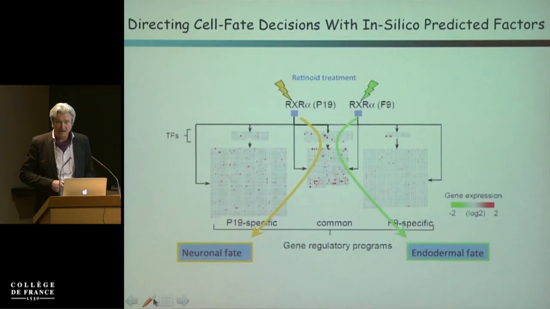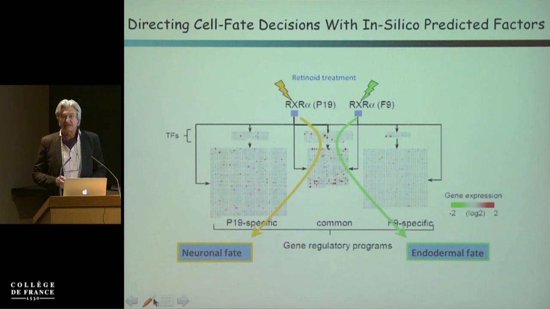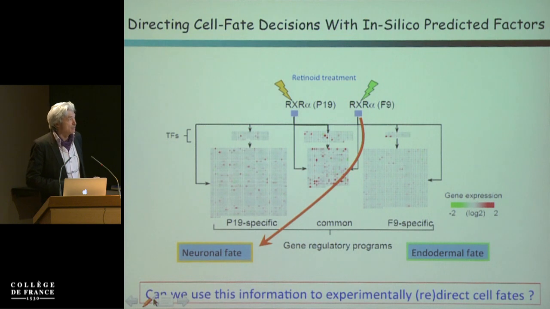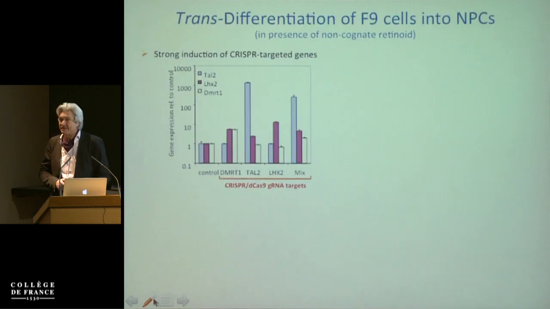Now, this asks us, and I think I will stop after this, can we artificially generate neurons out of cells which don't want to get neurons? I told you F9 cells, we add retinoic acid, they get endodermal cells. And so what we want to do is to take F9 cells and then a cocktail of master regulators from the neuronal pathway, activate them endogenously, and try to get a neuronal cell fate out of that.